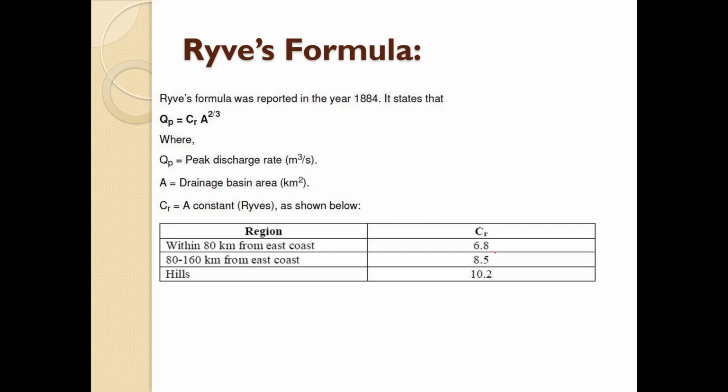A table has been given here for this constant: within 18 kilometers from the east coast, it is 6.8; 80 to 160 kilometers from the east coast, it is 8.5; and for hills it is 10.2. Obviously all these formulas were developed by people working in the British Raj, and to calculate the rainfall in Indian conditions, they developed different formulas for their regions.